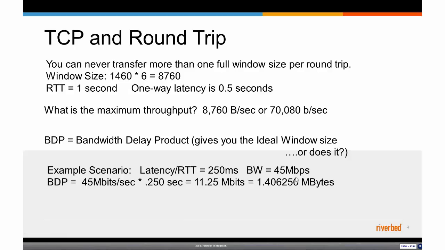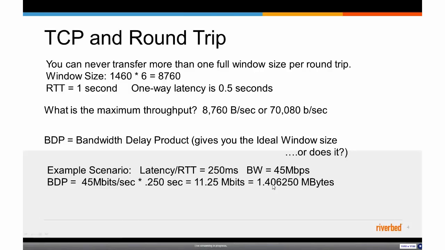Regardless, it's just an example. So the bandwidth delay product, all that says is you take the bandwidth, the minimum bandwidth between site A and site B, and multiply it by the delay. Okay, that's why it's called bandwidth delay product. You multiply the two. So 45 megabits per second, multiply that by 0.250 seconds, and you get 11.25 megabits, or about 1.4 megabytes.